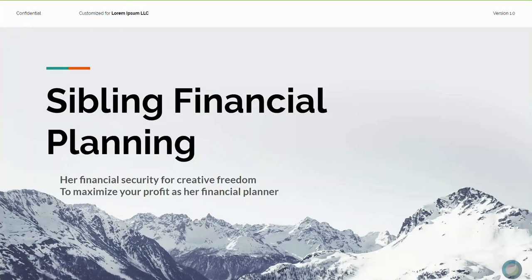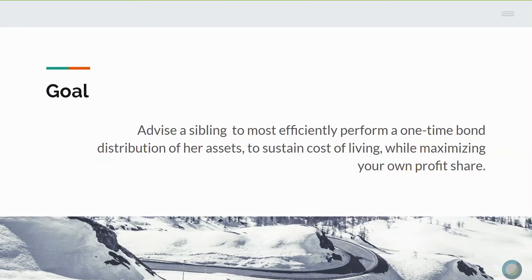Today we'll be discussing a problem of assisting a sibling with financial planning. So the setup is that your sibling has come upon a large sum of money and you've been asked to efficiently perform a one-time bond distribution of her new assets. So you want to sustain her cost of living for the next 10 years as well as maximize the leftover profit which you end up getting at the end of that period.